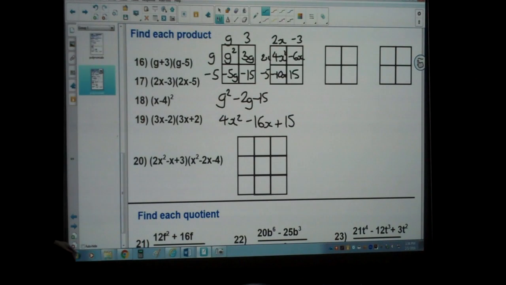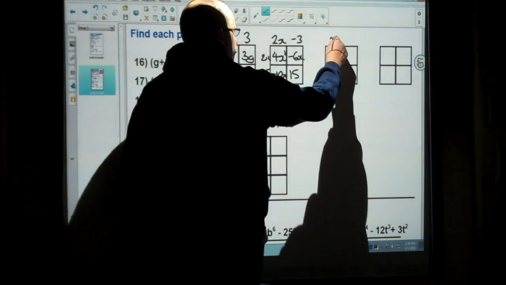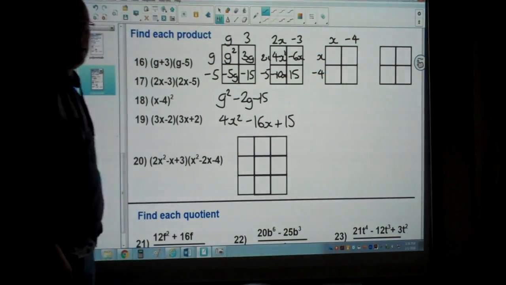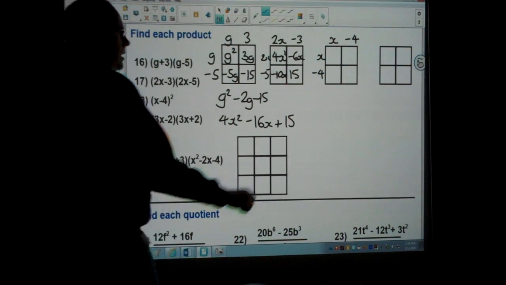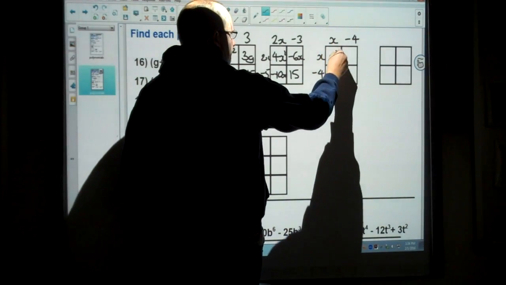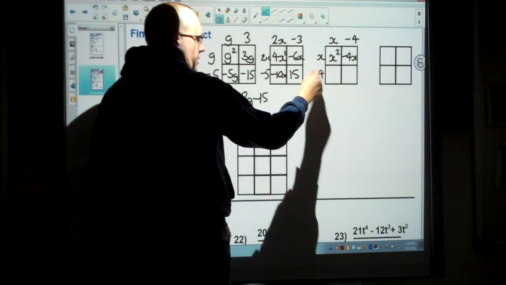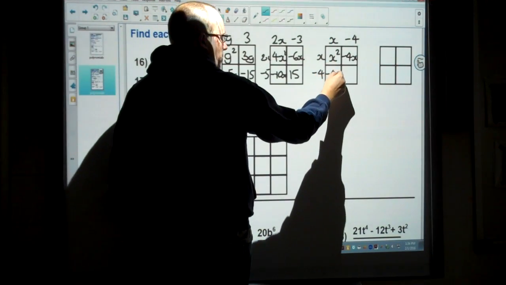Now the last two are a couple of special products. Remember what squared actually means? Squared means you multiply by itself, so it's actually asking you x minus 4 times x minus 4. So the top one's x minus 4, and the one down the side is also x minus 4. So multiplication, x times x, x squared. x times negative 4, numbers first, letters second. Negative 4 times x, same rule.